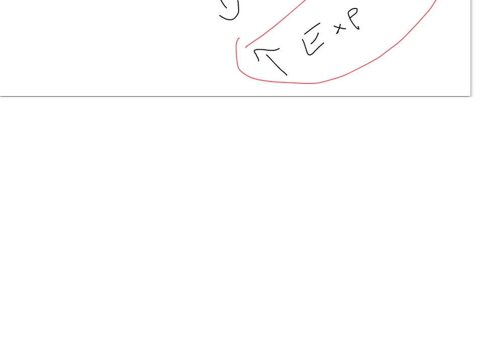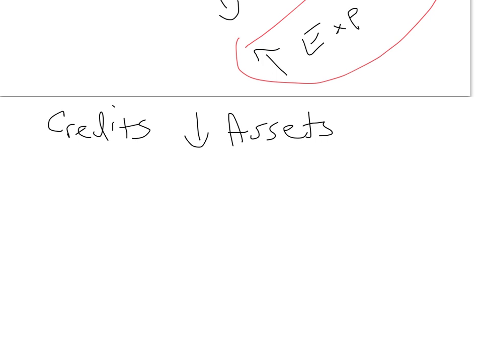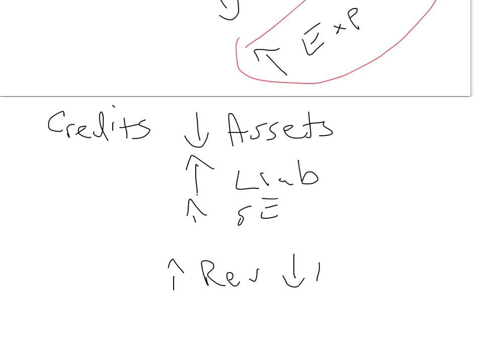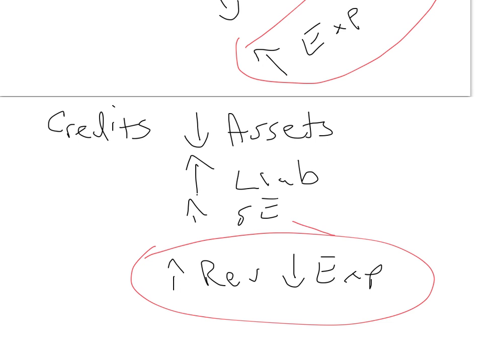Now, credits. Credits are the opposite. They decrease assets, so if in your journal entry you're crediting an asset, assets are going down. They increase liabilities. They increase stockholders' equity. They increase revenue and decrease expenses. These get put in stockholders' equity.